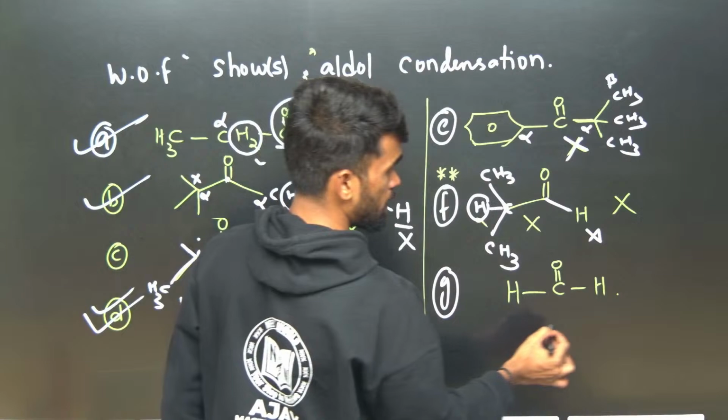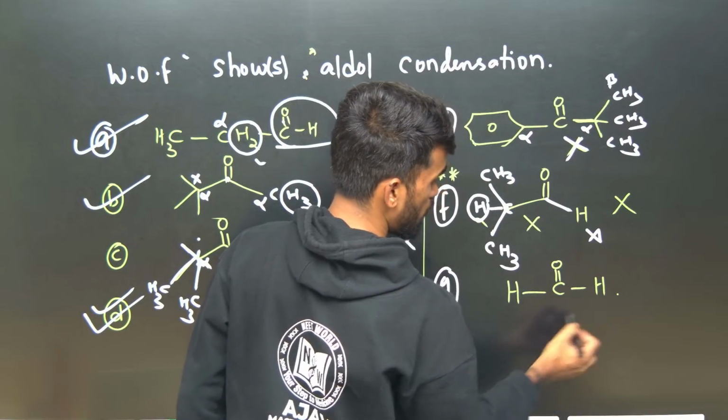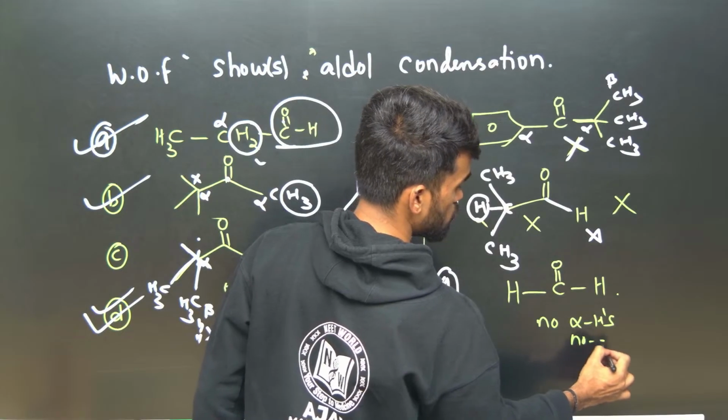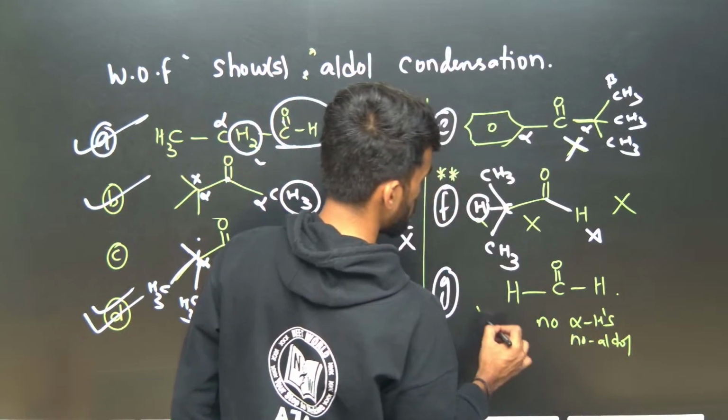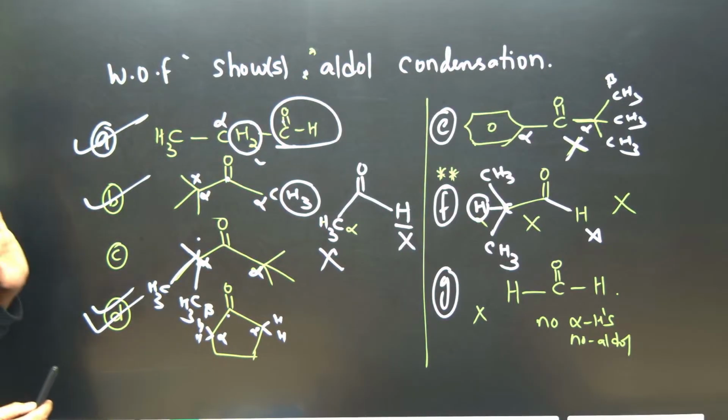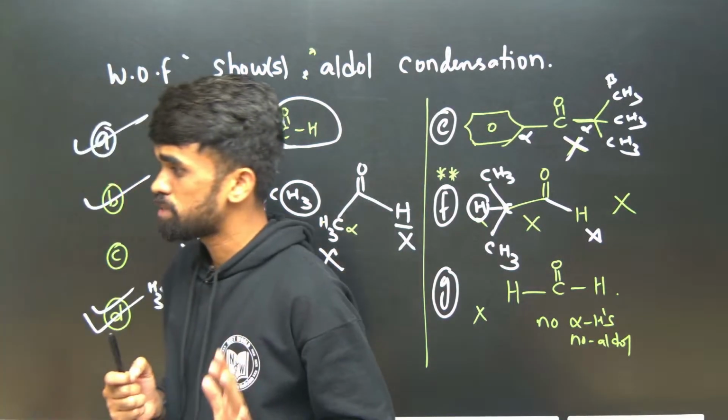What about formaldehyde? These are not alpha hydrogens, so no alpha hydrogens, no aldol condensation. So this is also no. So what are the options? A, B, D are the suitable answer for this particular question.